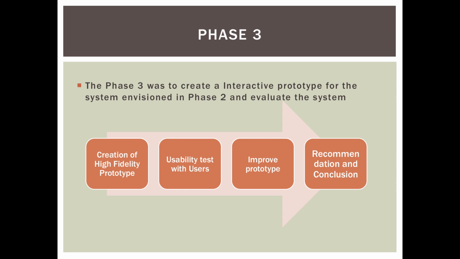Phase 3. Phase 3 was to create an interactive prototype for the system envisioned in phase 2 and evaluate the system. Phase 3 consists of creation of a high fidelity prototype and a usability test with the users based on the high fidelity prototype, and improving the prototype, and the recommendations and conclusion.